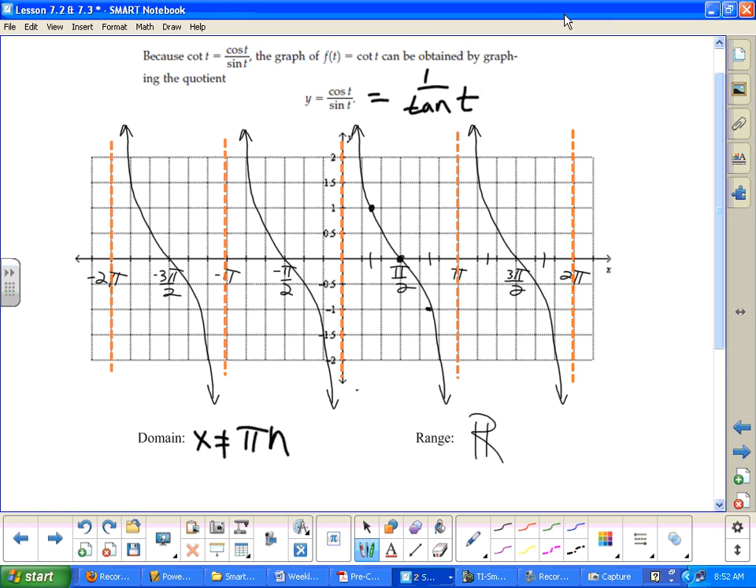Okay, so here's the graph of cotangent, which we can think of as the graph of 1 over tangent or cosine over sine. Either way, it will give us the same thing. Looks very similar to tangent, with some variations. The domain happens to be the same as cosecant because both cosecant and cotangent have sine in the denominator, so their domains are going to be the same. And the range, just like tangent, is all real numbers.